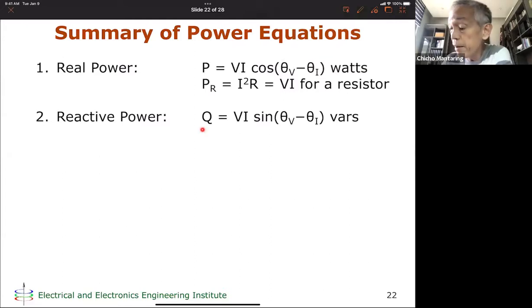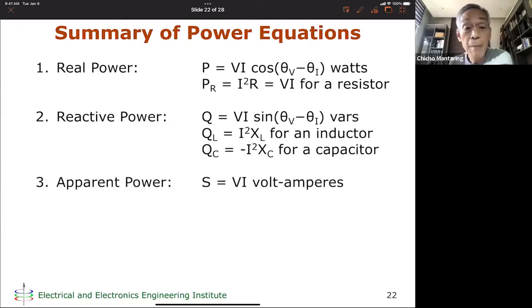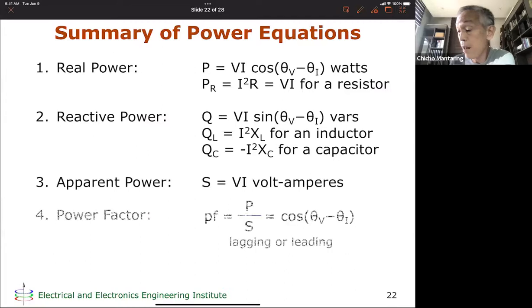Okay, ito naman, my reactive power is VI sine theta V minus theta I. This is vars. For an inductance, that is I squared X of L. For a capacitance, it's minus I squared X of C. That's my reactive power. My apparent power is just the product of my RMS voltage and my RMS current. My power factor is just the ratio of P over S, which is cosine theta V minus theta I, and you have to specify whether it is leading or lagging.